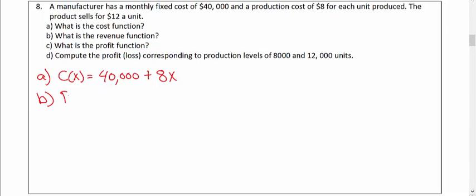Part C, we want to find the revenue function. We're going to call that R of x. The revenue is the money that we're bringing in, and that is $12 per unit, so that's 12 times x.